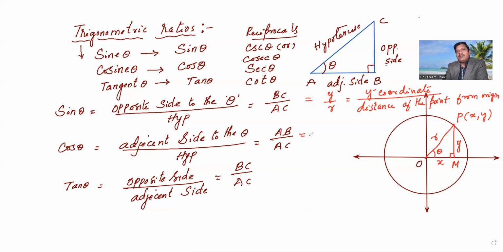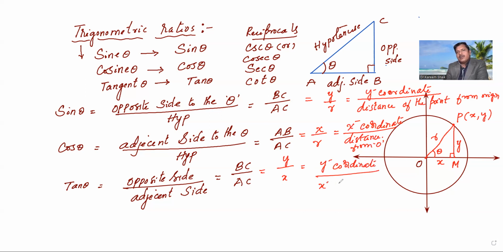Similarly, cos theta is nothing but the adjacent side. The adjacent side is here OM. The OM value is x upon hypotenuse, which is r. So we can remember it as the x coordinate upon the distance of the point from origin. Here tan theta is nothing but y upon x. That means the y coordinate upon the x coordinate.